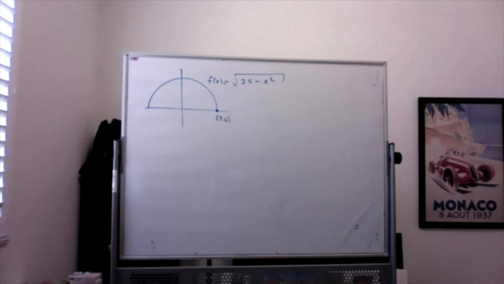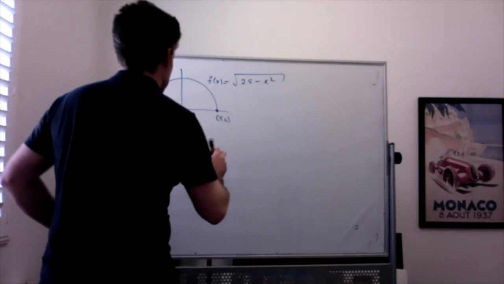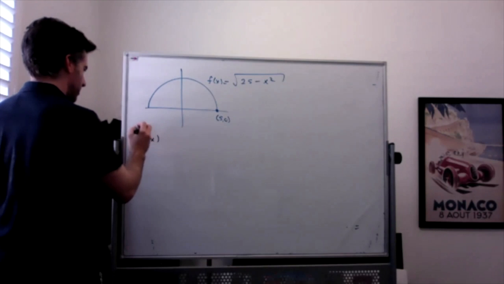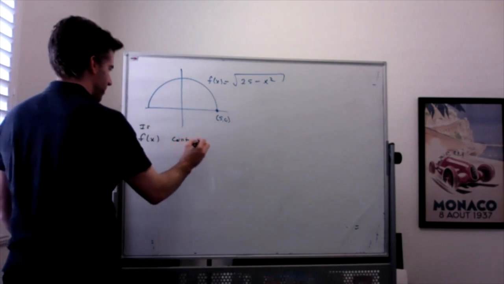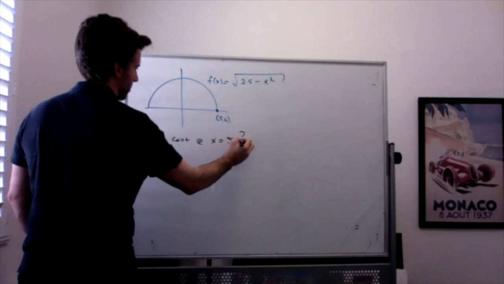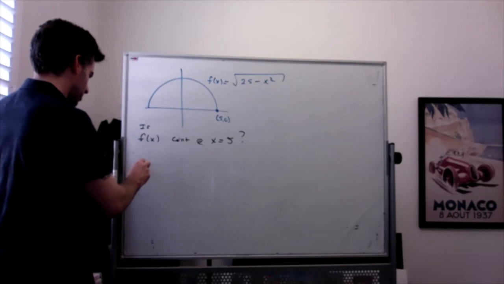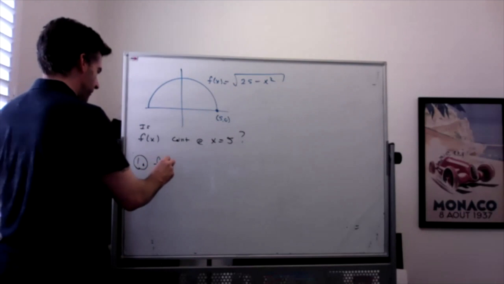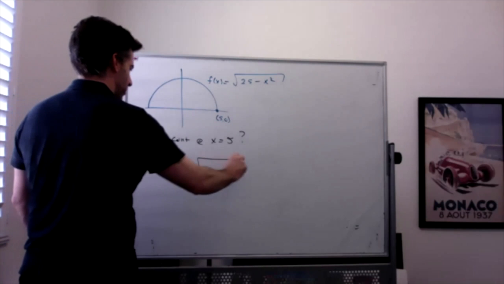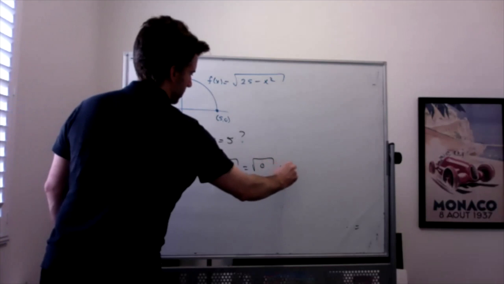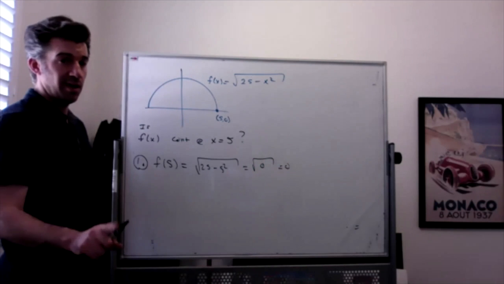All right. Let's look specifically at 5. If this is what we did down here. So is f of x continuous at 5? So let's find f of 5. F of 5 is the square root of 25 minus 5 squared, which is the square root of 0, which is 0. Check.